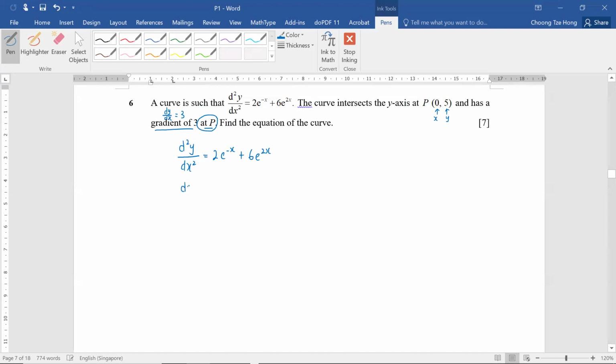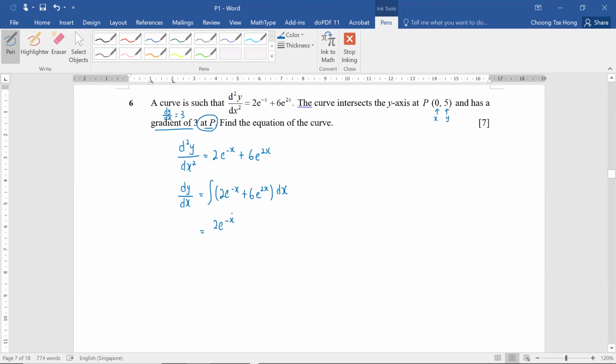We're going to find the gradient function, dy/dx. So dy/dx will be the integral of 2 times e to the power of negative x plus 6 times e to the power of 2x. When we integrate 2 times e to the power of negative x, remember the exponential function is very easy to differentiate or integrate. When you integrate, everything remains the same, but you want to differentiate the power here.